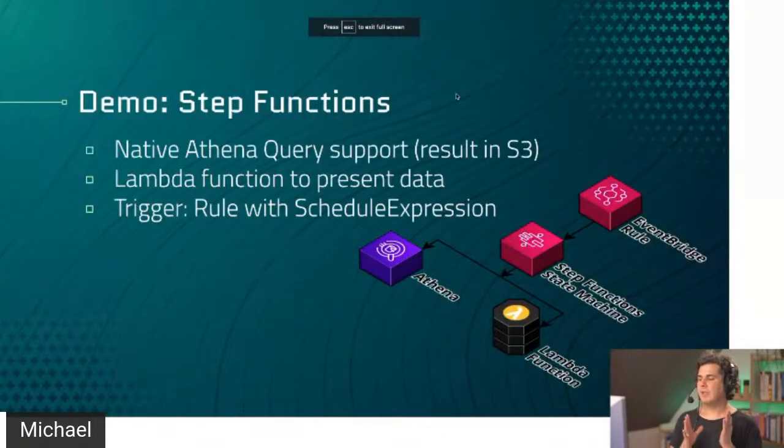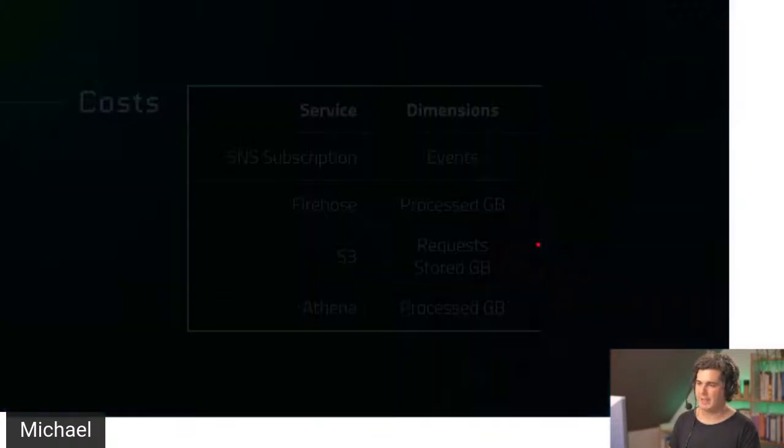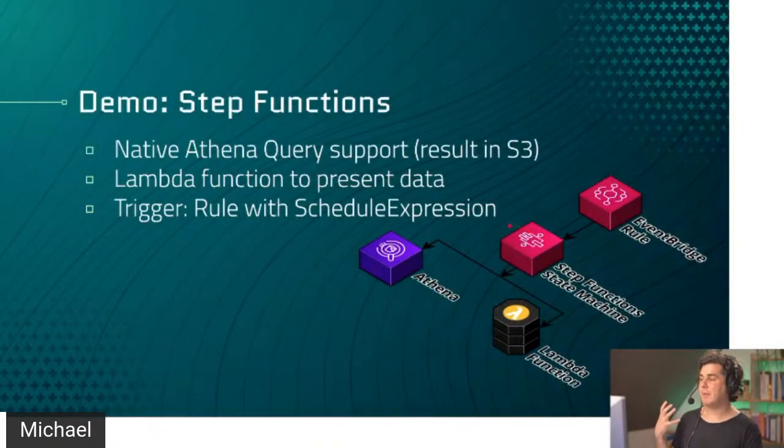So we can also have a quick look into what Step Functions does. As I mentioned, Step Functions is used to orchestrate the queries. Oh, sorry for that. So Step Functions can natively run Athena queries. So you specify the SQL query, and Step Functions will execute that. And as a result, you basically get the path to the S3 bucket that contains the result.